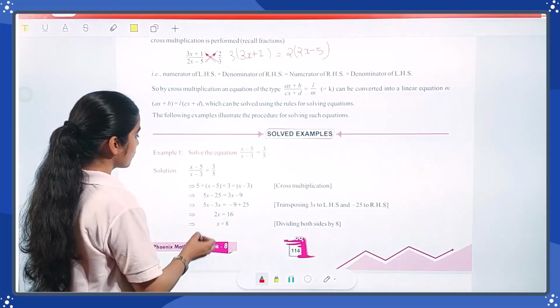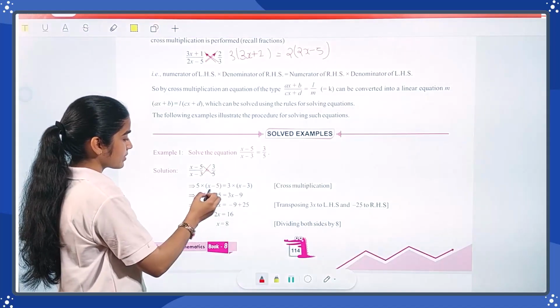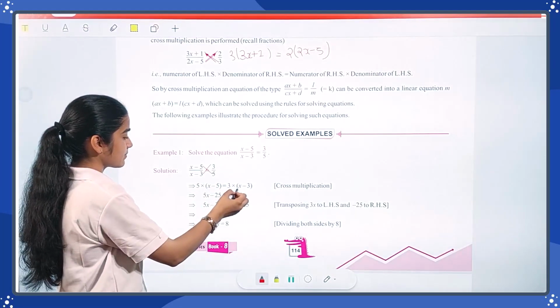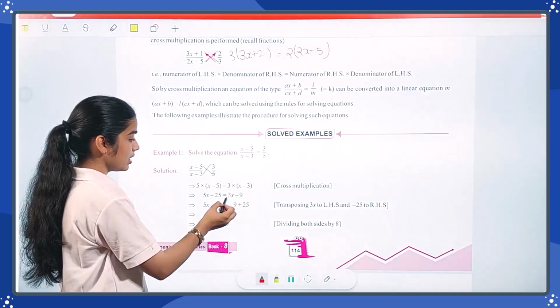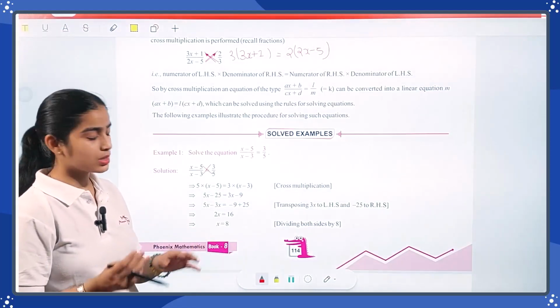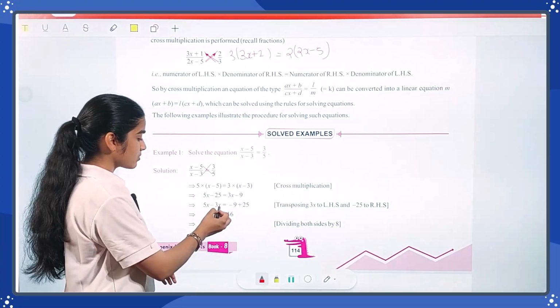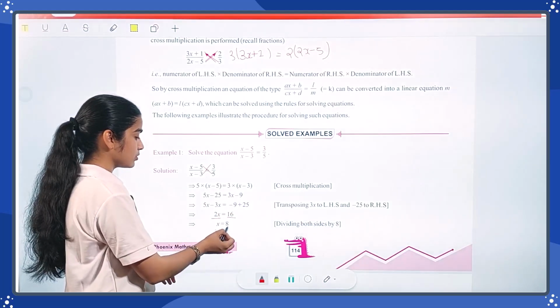Now solve the equation. So what we have to do, we have to take the cross multiplication. 5 multiplied by (x minus 5) and 3 multiplied by (x minus 3). 5x minus 25 is equal to 3x minus 9 is your answer. Now we have to shift all variables towards the LHS and all constants towards the RHS. 5x minus 3x is 2x and minus 9 plus 25 is 16. So x is equal to 8.